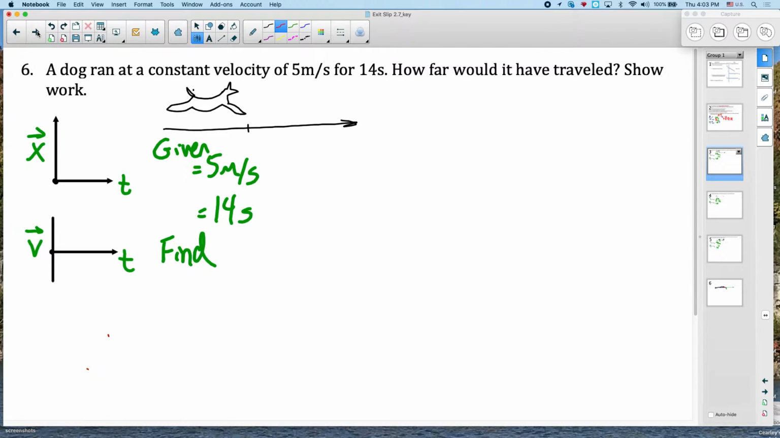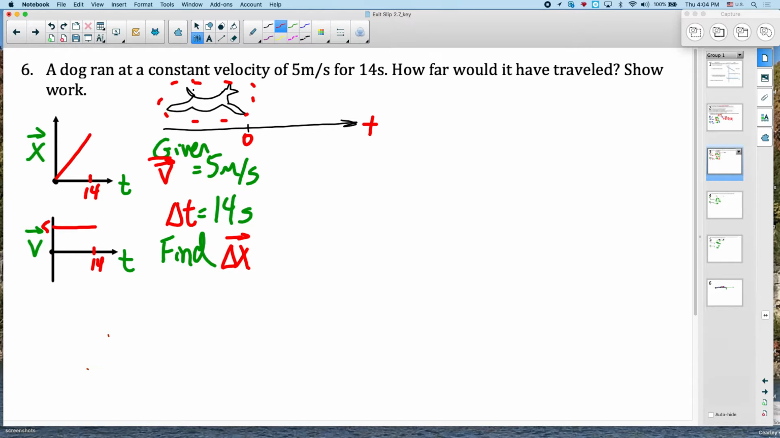This one says a dog ran at a constant velocity of 5 meters per second for 14 seconds. How far would it travel? So they're asking us to find displacement. 14 seconds is the change in time. 5 meters per second would be an average speed or average velocity. Again, if we assume the starting position is 0, we're moving in a positive direction, we can say that our position versus time graph would look like this. Our final clock reading is 14 seconds. The velocity versus time graph also ends at 14 seconds.